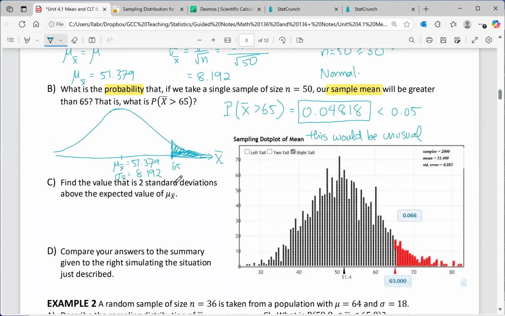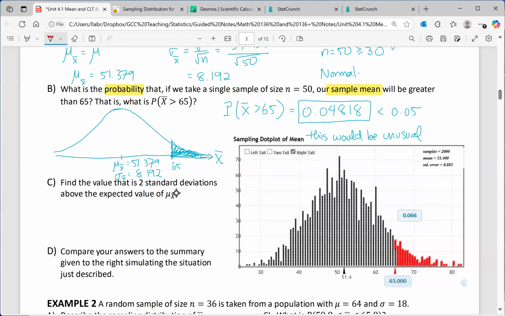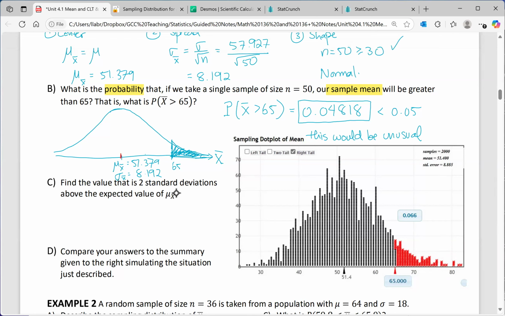Now, I want to go ahead and say this. Find the value that is 2 standard deviations above the expected value, mu of x bar. So this simply goes back to the idea of z-score. Remember, this is z equals 0. Z equals 1 is when you add 1 standard deviation. And so you need to go 2 standard deviations. So the value would be the center, mu of x bar, plus 2, because it's above, times the standard deviation, which is sigma of x bar.